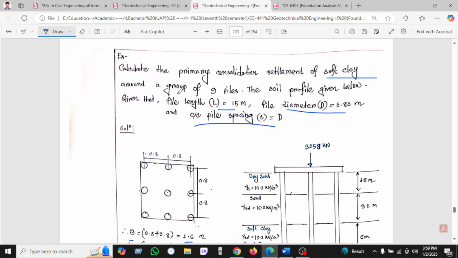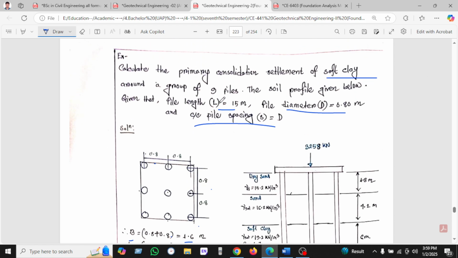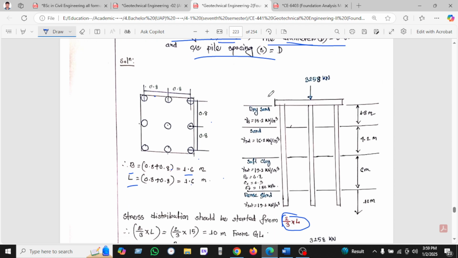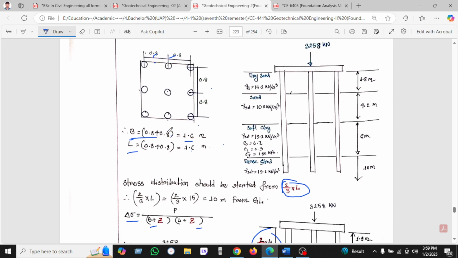This is the example. You can see here, calculate the primary consolidation settlement of the soft clay of a group of 9 piles, where the soil profile is given below, the length of the pile is 15, the pile diameter is 0.80, and the group pile depth is d. So b equal to 0.8 into 0.8, and we found 1.6. L we also found as 0.8 into 0.8, which is 1.6.